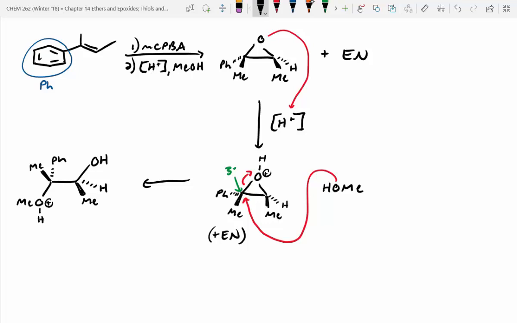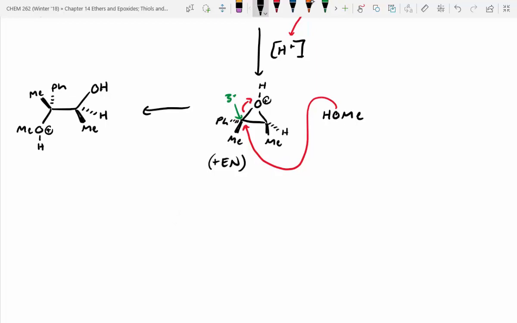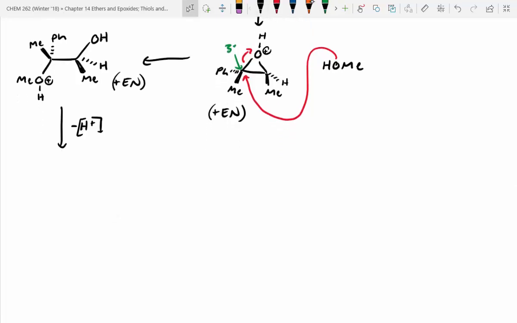coming off the oxygen. And then what do you think is going to happen in our last step? Yeah, deprotonate it, so I'll write minus H plus. And it's important to remember in both of these situations, we will have an enantiomer that's a mirror image. So our final product for this reaction will have an ether coming off the more substituted carbon, an alcohol off the less substituted carbon. And then we also need to pay attention to the stereochemistry, like I said, because we're inverting one of these stereocenters.